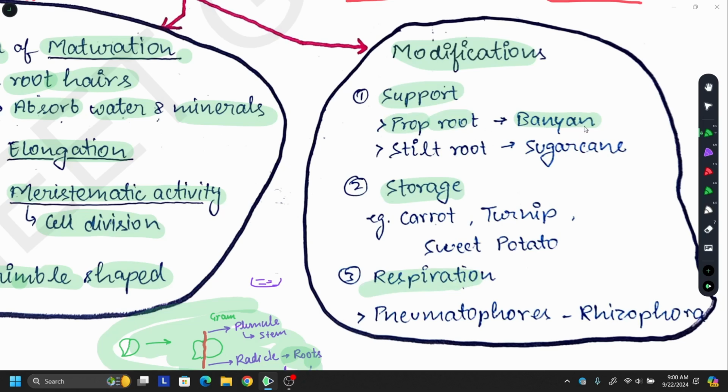So prop roots in banyan tree basically help in the support of the plant, because the banyan tree is a huge tree, so it needs extra support for its branches. That's why from the branch new roots arise, and those are called prop roots. Stilt roots are seen in sugarcane, and these are also for support. And let's see the stilt root also.